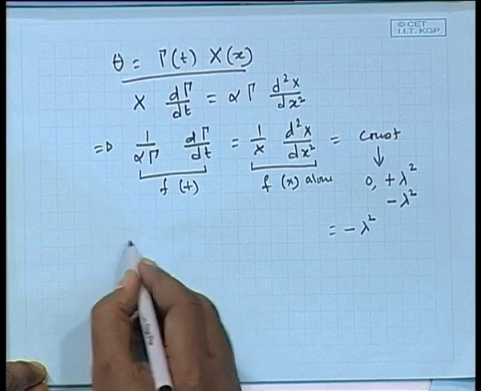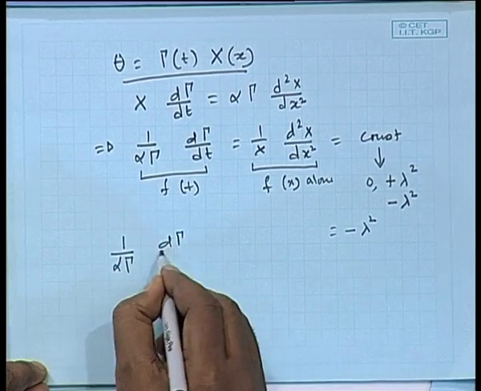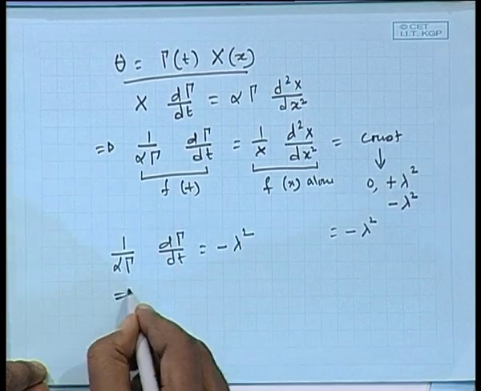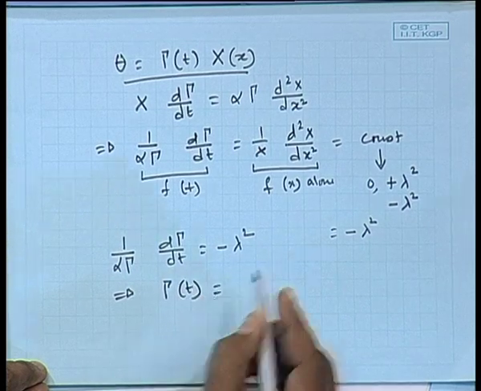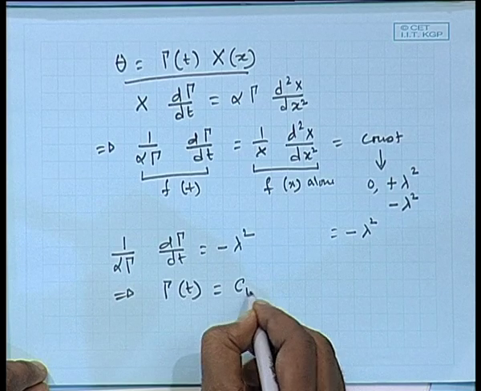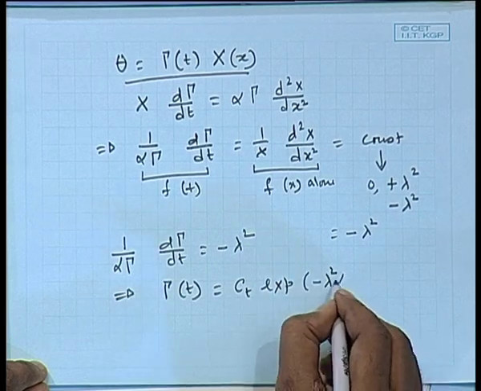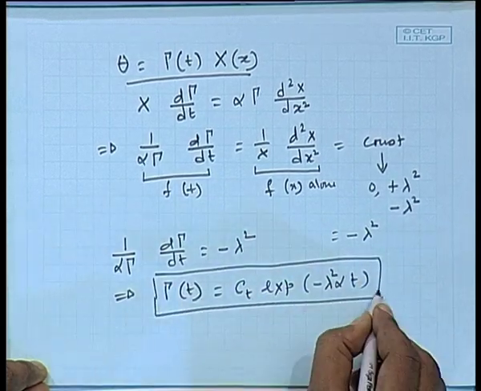Okay. So, let us solve the time varying part, (1/alpha tau) d tau/dt is equal to minus lambda square. So, the solution of this is nothing but the time varying part is some constant, let us say Ct, exponential minus lambda square alpha t. That is the solution of the time varying part.